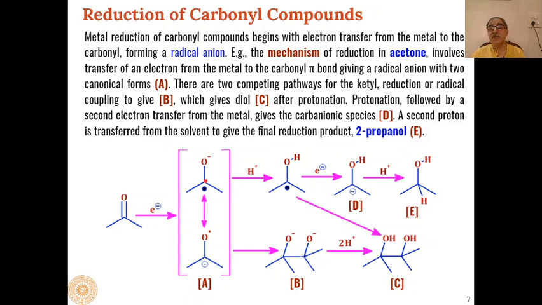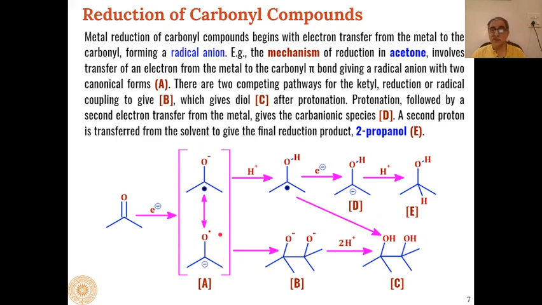So this radical anion will take up a proton from the solvent, and we will get this type of hydroxy radical, and this hydroxy radical will take up another electron from the metal, and this type of hydroxy carbanion is formed, and this hydroxy carbanion then will take up another proton from the solvent, and we will get alcohols as the product. So for example, in case of acetone, we will get isopropanol as the product if the reaction takes place in this manner.